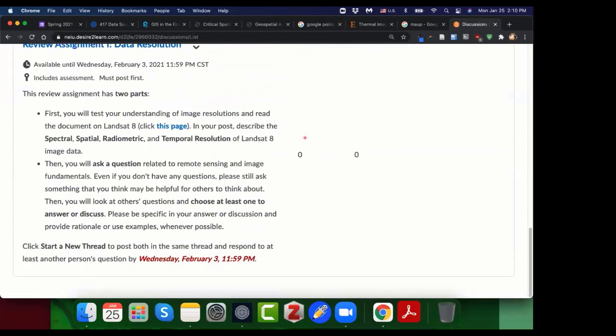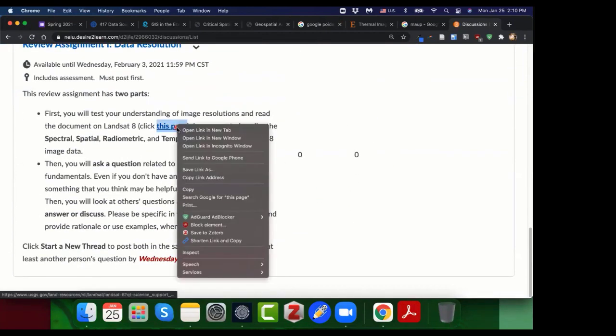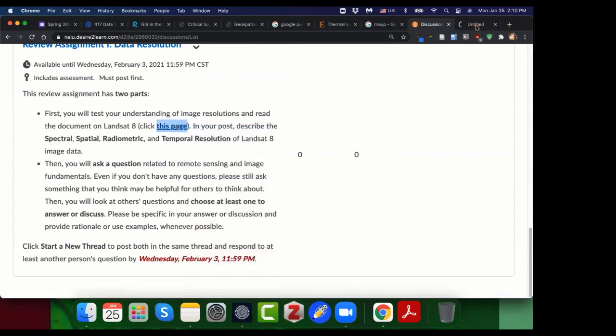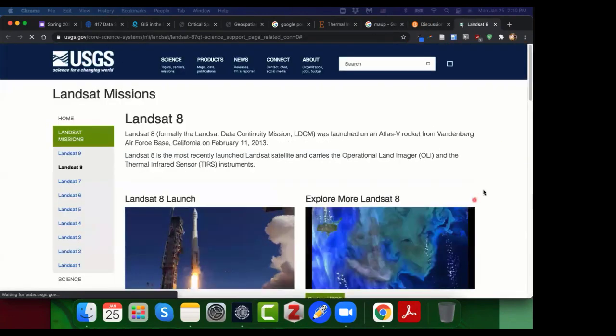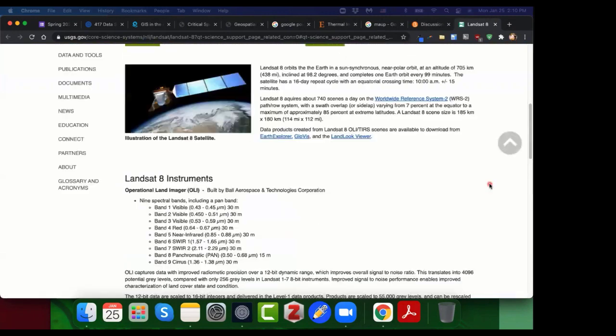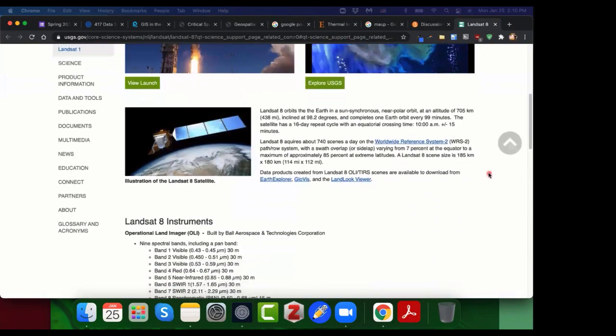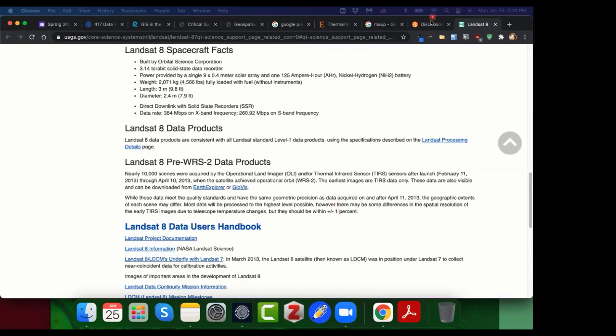There are 2 parts. First of all, I want you to read this page, which is essentially the information page for Landsat 8. It shouldn't be this slow. This page contains the information on the 4 types of image resolutions of Landsat 8. I wish we can take the opportunity to test your understanding of the image resolutions and respond.